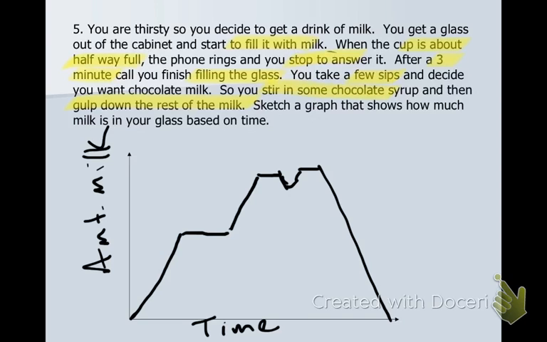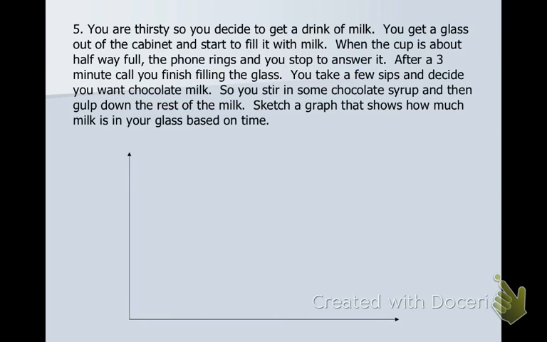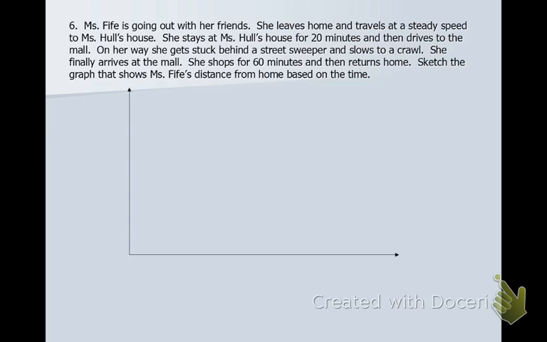Right? Find the words that are going to change your graph. Make sure that you get every change in that graph. Okay? So give it a shot.